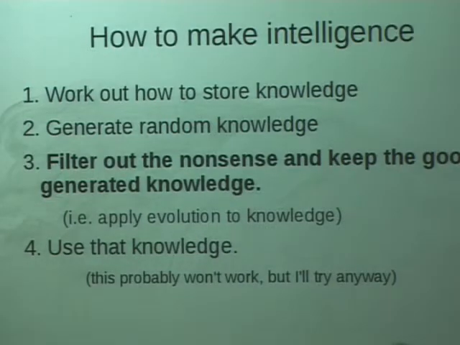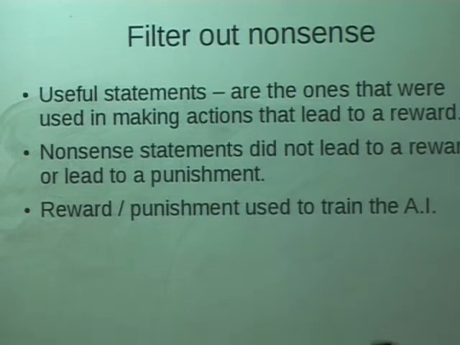Step 3, filter out the nonsense and keep the good generative knowledge. How do you know what nonsense is? The useful statements are the ones that were used in making actions that led to a reward. So when the fish gets food, it's kept track of which statements it was using, in the last however long, that led to it getting that food. And so each statement's got a little usefulness number on it, and it increments the usefulness.